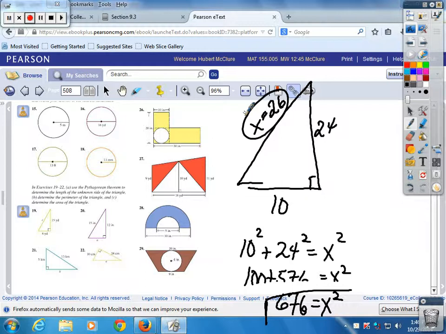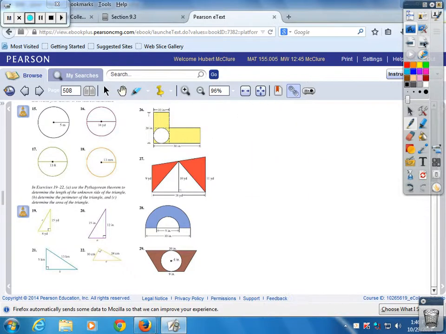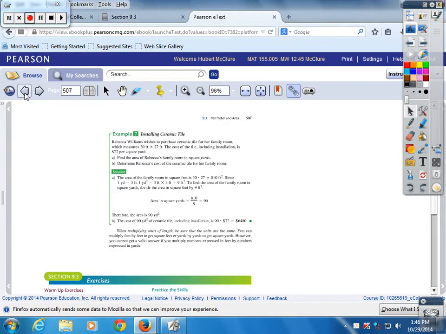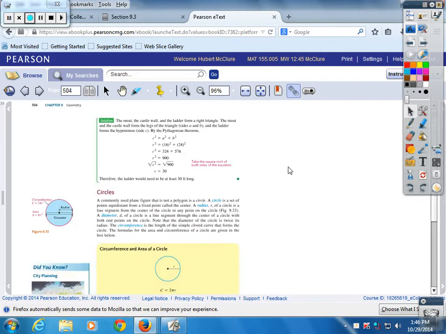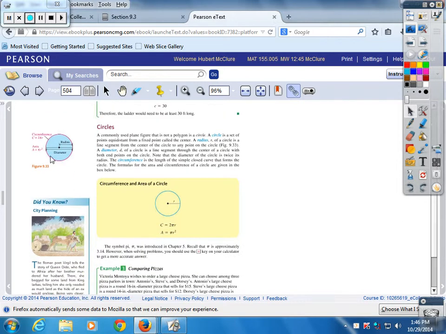Now, we haven't talked about the circle. Let's talk about the circle, because it has two formulas you hardly ever use: the perimeter, I mean the circumference, which is the perimeter, and the area. So let's find it. It should be in here somewhere. There it is. The area and the circumference.